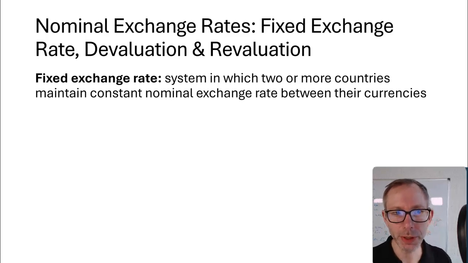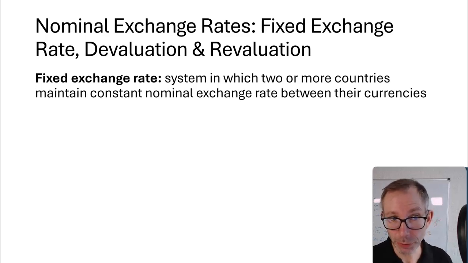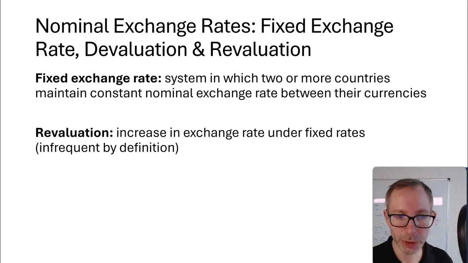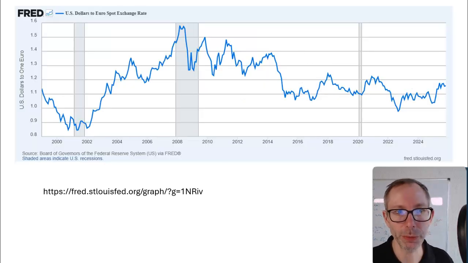There are related terminologies that you may have heard, although since the euro doesn't have any fixed exchange rate with, for example, the dollar, they don't actually show up that often anymore. Those terms are devaluation and revaluation. A fixed exchange rate is a system in which two or more countries maintain constant nominal exchange rates between their currencies. So most of the time, the nominal exchange rate will not change. By definition, it's going to be fixed. But sometimes the countries still decide that they need to adjust it. And so then there can be a revaluation, which is an increase in the exchange rate under fixed rates. That is something that, by definition of a fixed exchange rate, is going to happen infrequently, not continuously like appreciations and depreciations. And devaluation is the opposite.